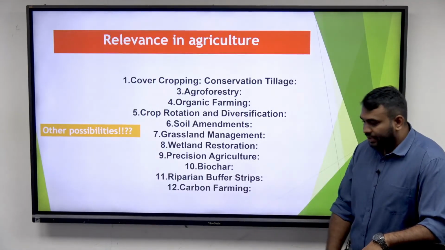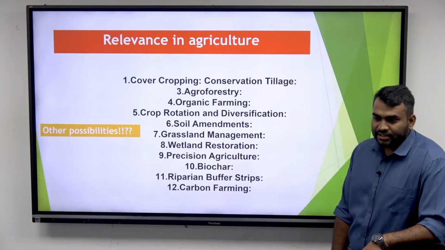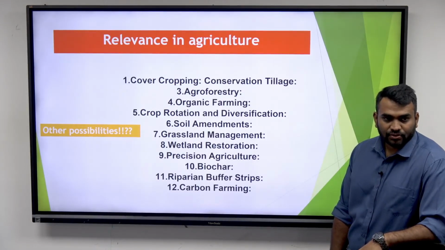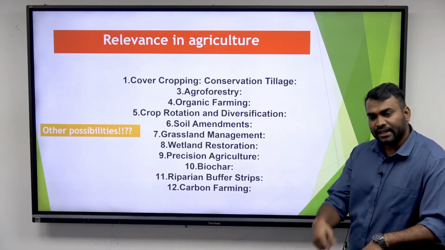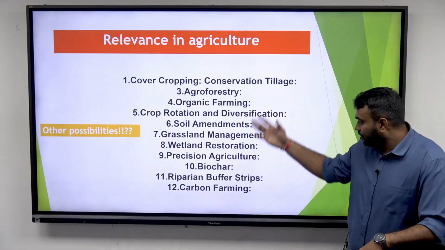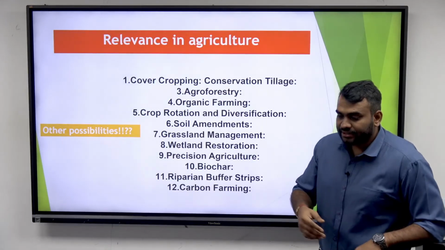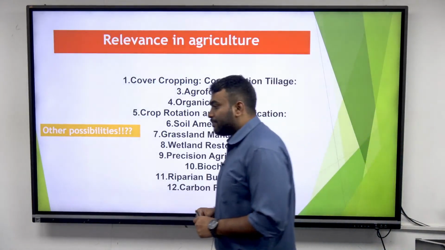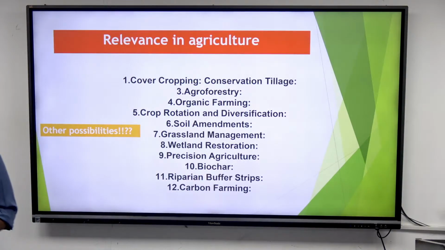Then biochar, you would have heard. Biochar is like biological charcoal prepared from plant material, which has good water holding capacity. When you add that to the soil, it increases the water holding capacity plus nutrient holding capacity. So these are a few of the things we can say for how agriculture can reduce carbon emissions or increase carbon sequestration, correct?